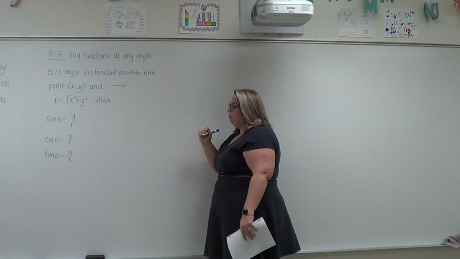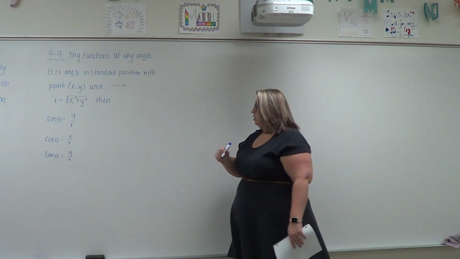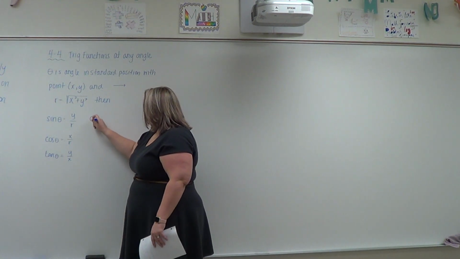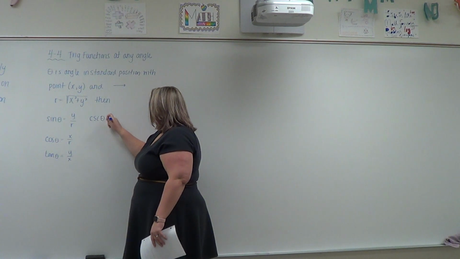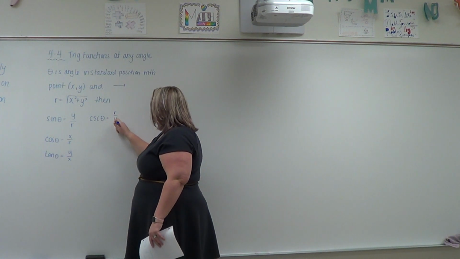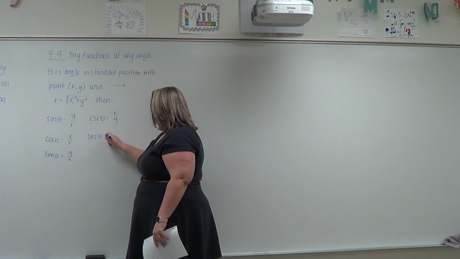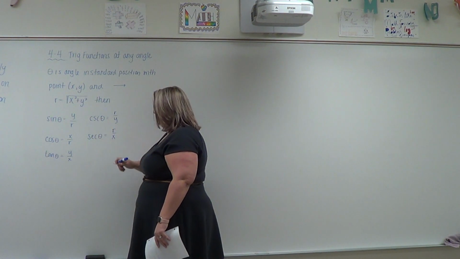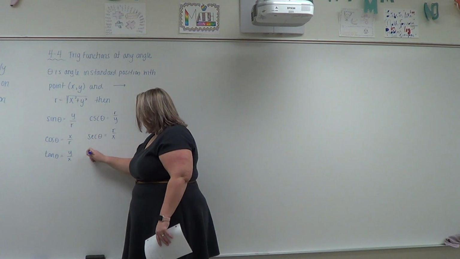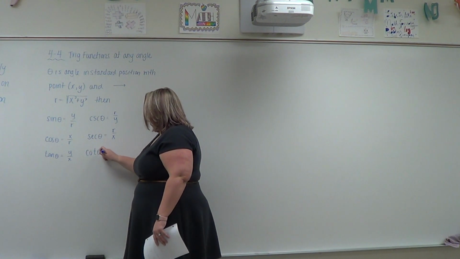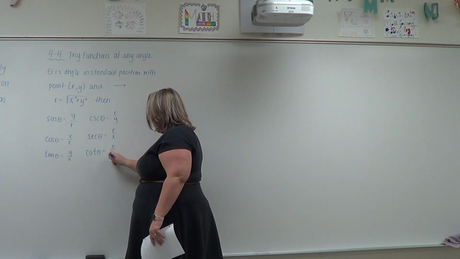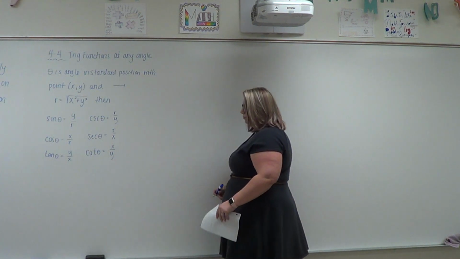Okay, then the other 3 are just reciprocals. The reciprocal of sine is cosecant, that's r over y. The reciprocal of cosine is secant, that's r over x. The reciprocal of tangent is cotangent, that's x over y.